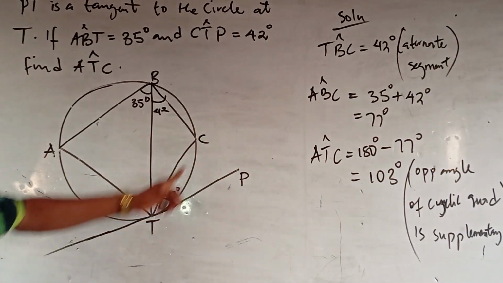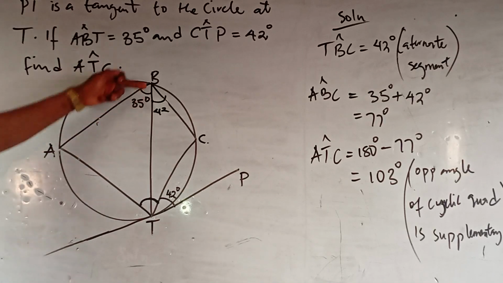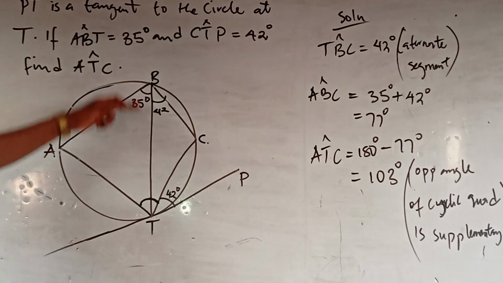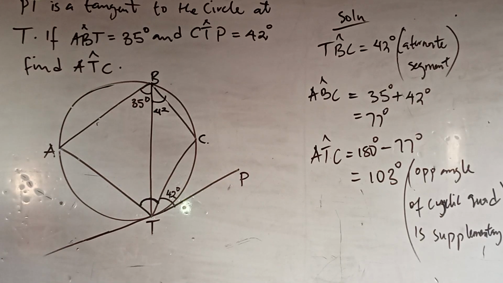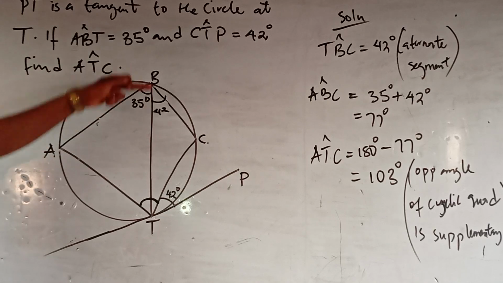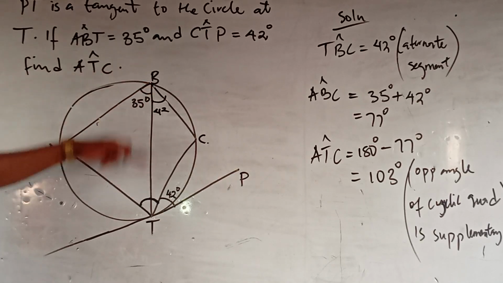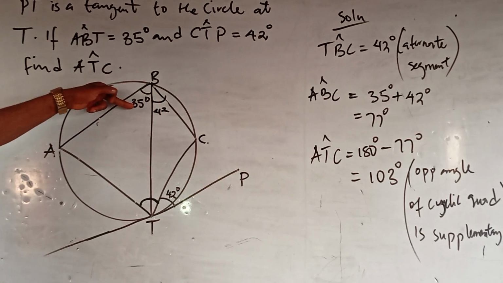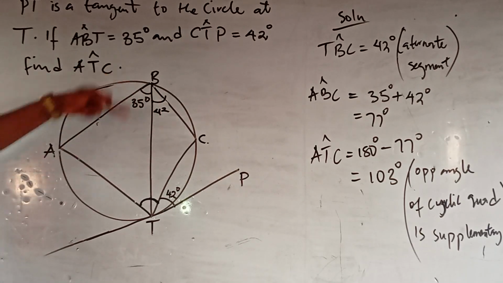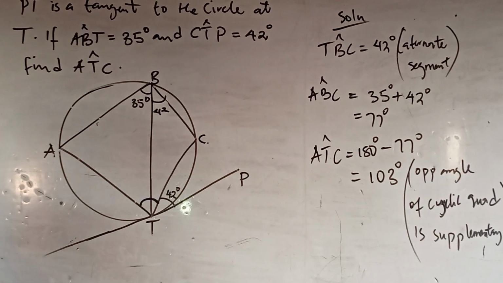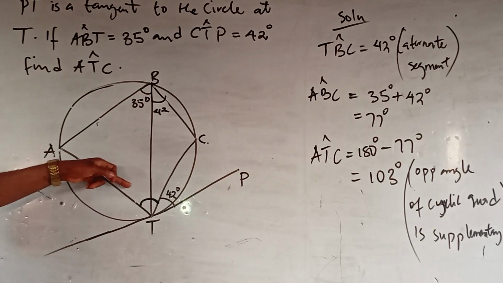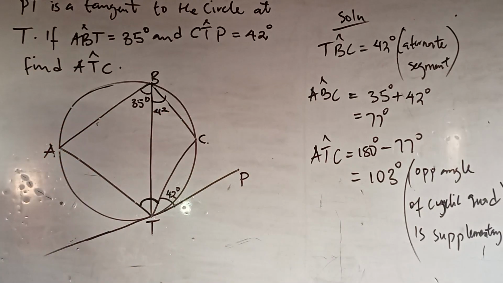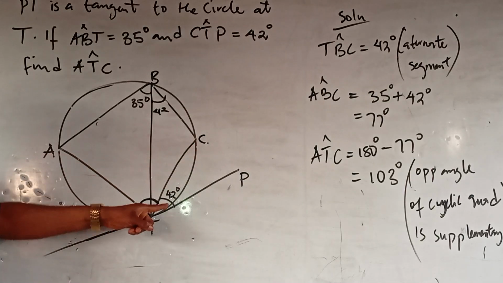We've gotten ATC. How did we get ATC? According to the law of cyclic theory, opposite angles of a cyclic quadrilateral are supplementary, which is 180 degrees. Since they are opposite each other and supplementary, adding them together gives us 180 degrees. So you subtract the 77 degrees from 180 because they are supplementary. 180 minus 77 degrees gives us 103 degrees. So our ATC is 103 degrees.